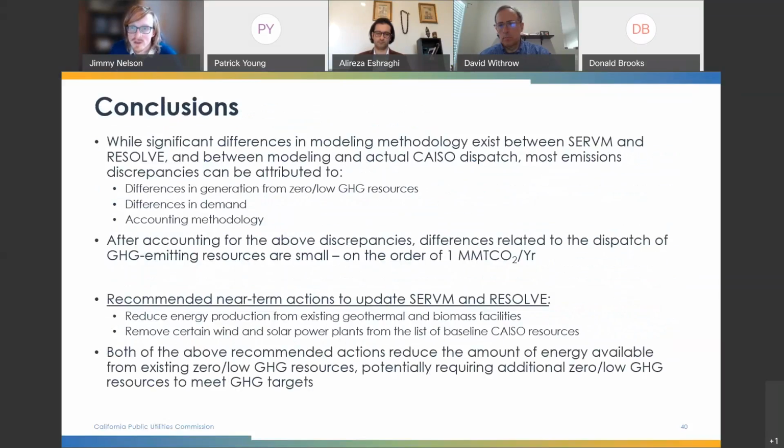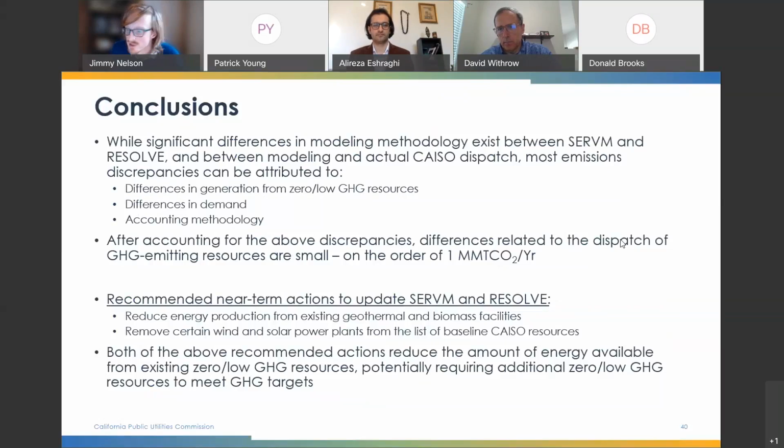So I've gone through the expected changes that you might see from year to year, adjusted the gas generation for that, and adjusted for accounting methodology differences in zero greenhouse gas emitting resources like biomass, geothermal, and wind. When you do all of that, as I mentioned before, the leftover amount of gas plant dispatch differences is relatively small, on the order of 1 million metric tons.